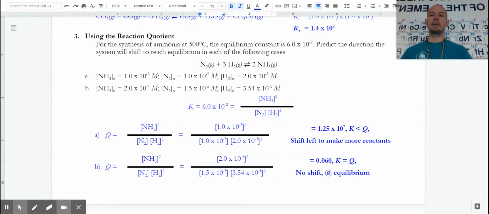Example problem 3 has us looking at K and the reaction quotient. It gives us the reaction of ammonia, and it gives us the equilibrium constant. So that's what K is at that temperature. We do want to remember that at different temperatures, the K changes. And that's a big thing. Whenever you are changing the temperature, you're going to have a new K.